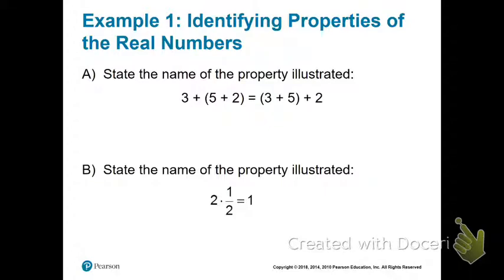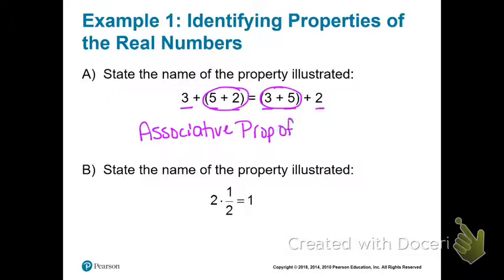All right, so example 1 here says, state the property illustrated. First thing I notice is it's got to be something with addition because they're being added, okay? And then look at it. Did your order change? No, the order didn't change, but your grouping changed. So your friend group changed. So this is the associative property of addition.